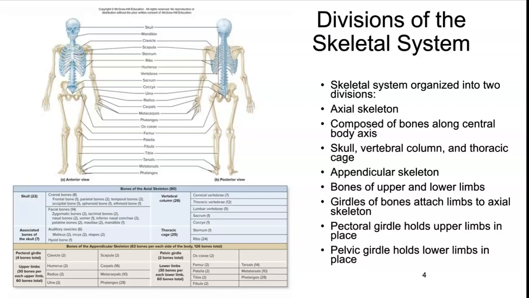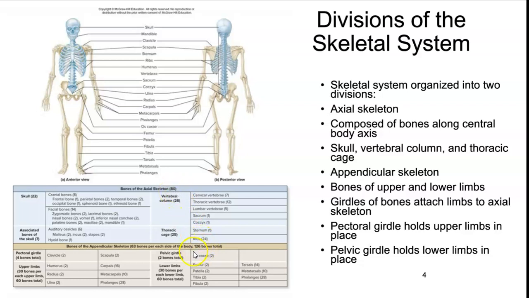All right. So when we look at the divisions of the skeletal system, we divide it into two major categories, axial and appendicular. The axial skeleton is everything you see here in blue. It is composed of the bones along the central axis of the body: the skull, the vertebral column, and the bones that make up the thoracic cage, which are the ribs and the sternum. We have 80 bones in the axial skeleton.